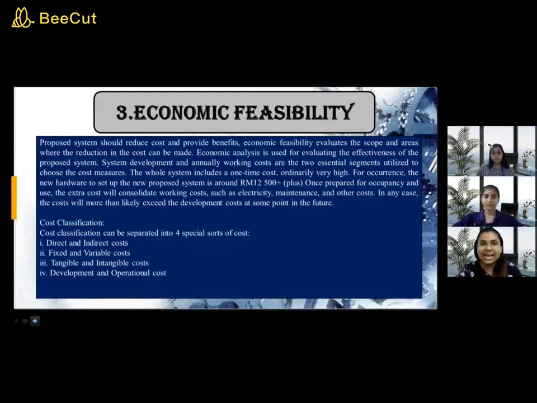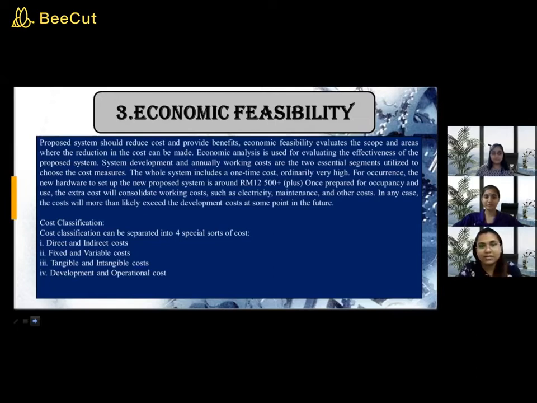Third is economic feasibility. The proposed system should reduce cost and provide benefits. Economic feasibility evaluates the scope and areas where a reduction in cost can be made. Economic analysis is used for evaluating the effectiveness of the proposed system. System development and annual working costs are the two essential segments utilized to choose the cost measures.